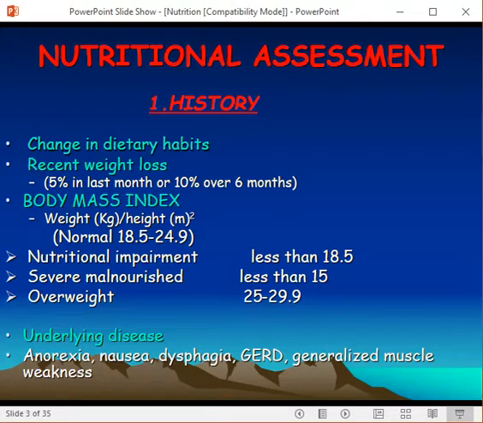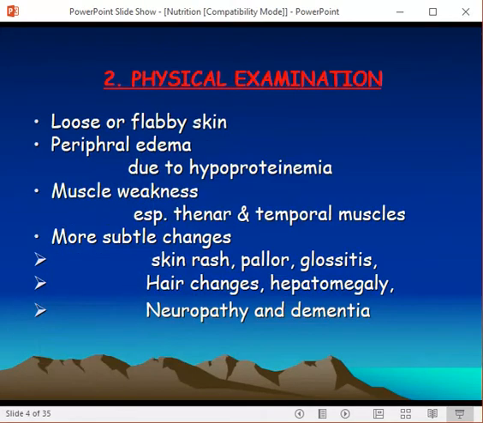So what is the underlying disease? It is very important. And the other symptoms: anorexia, nausea, vomiting, dysphagia, GERD, and generalized muscle weakness. After history, the other way to assess the nutritional deficiency is the physical examination.